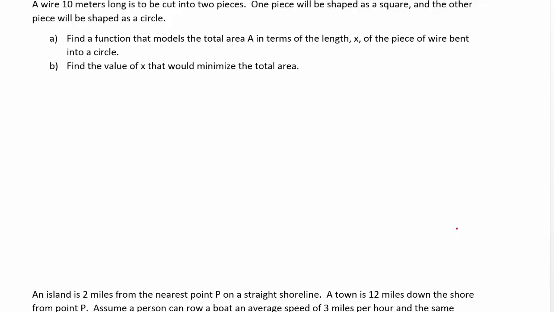Okay, so the next example here, again another pretty common problem that you'll see in a lot of these math textbooks, is the wire problem. In this case, we have a wire that is 10 meters long, and it's being cut into two pieces. So we are going to chop it somewhere. I'll just say I chop it right here. One piece is going to be shaped as a square, and the other piece will be shaped as a circle. So in part A, we want to find a function that models the total area in terms of the length x of the piece of wire bent into a circle.